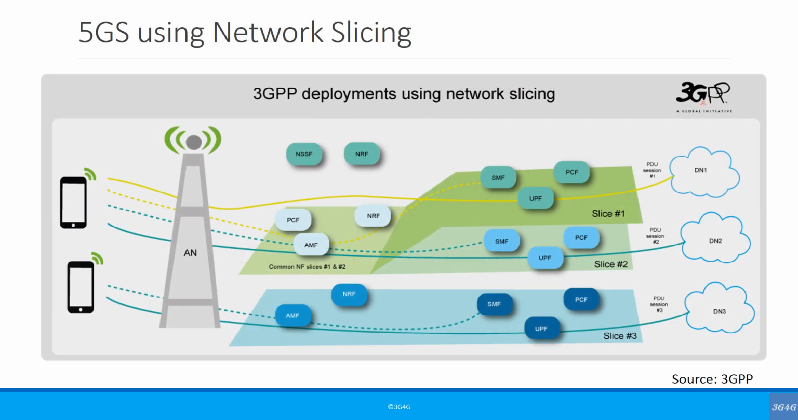Now this picture is from 3GPP. So I provided a reference later on. So this is the first reference in the references. But here you can see that it shows the 5G system with the network slicing. So there are multiple AMFs, PCFs, NRFs, SMF, UPF, but only one network slice selection function, NSSF.